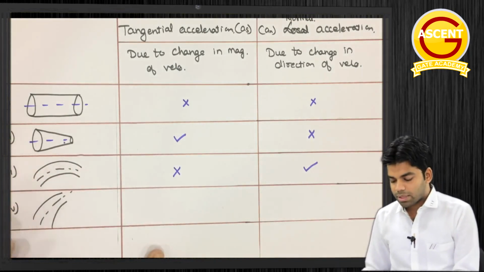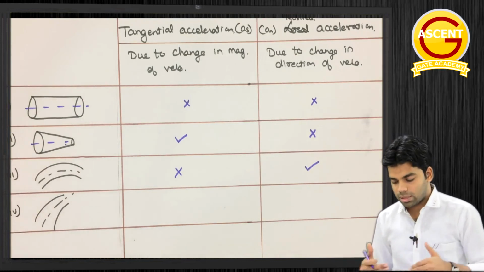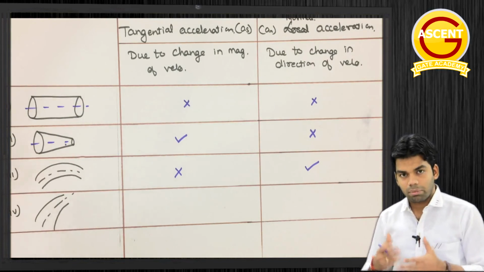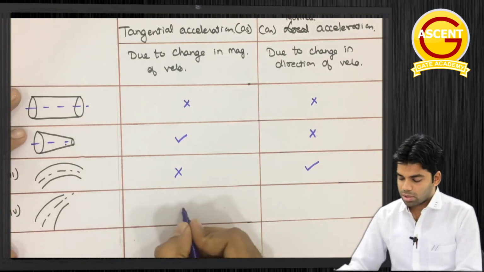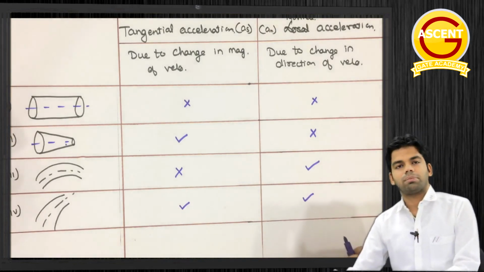And the last type of pipe is one in which both magnitude and direction are changing. This is a curved pipe and the diameter is decreasing, so the magnitude is changing and the direction is changing. So this will have both tangential as well as normal acceleration components.